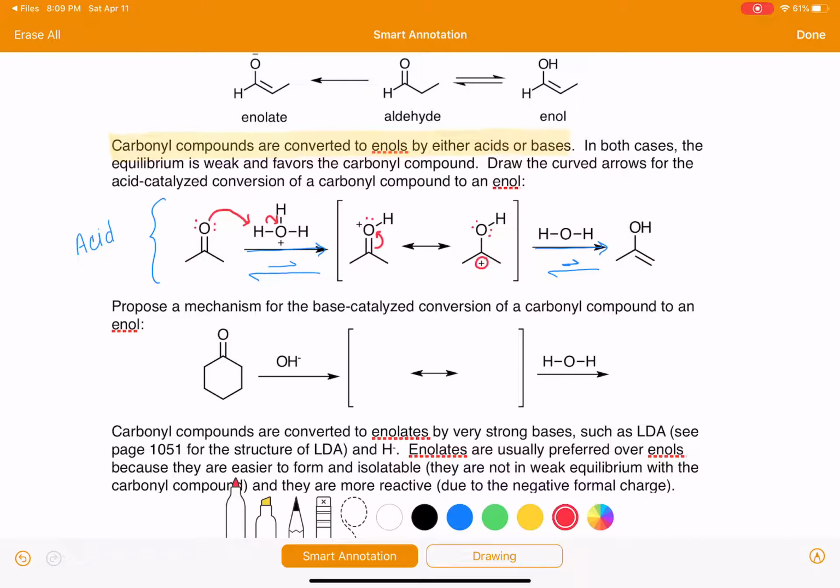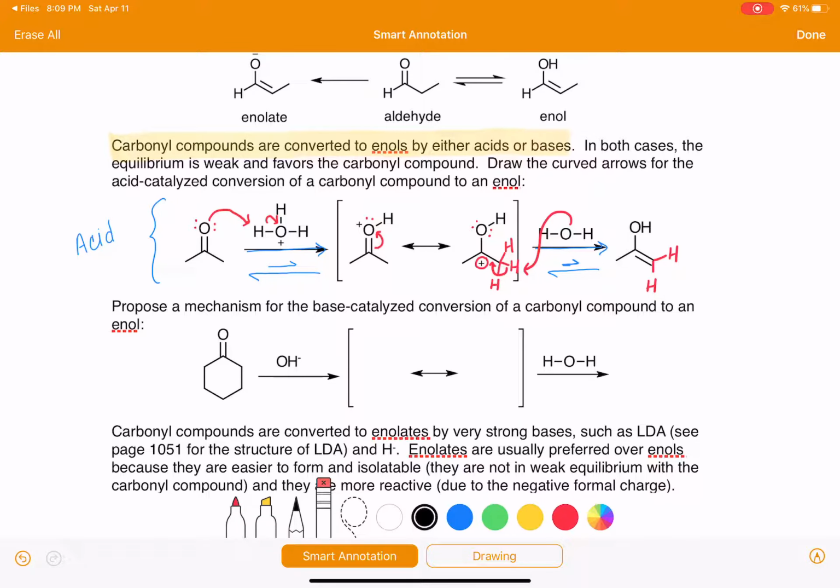And then the last thing that's going to happen is we need to do some sort of elimination from an alpha carbon using water as the base for that elimination. And that's going to give us the enol. I think that last curved arrow that I drew was kind of difficult to see. Maybe that's better. Maybe not.